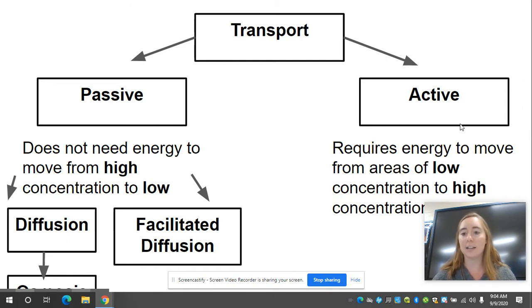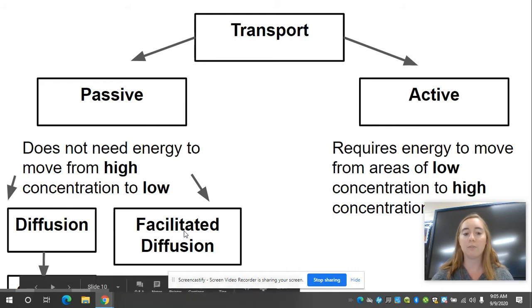The other side is active transport, and this requires energy to move from areas of low concentration to areas of high concentration. When you're looking at this, I want you to really focus on the difference between these. Passive, not requiring energy, high to low. Active requires energy and goes low to high. It's the opposite.